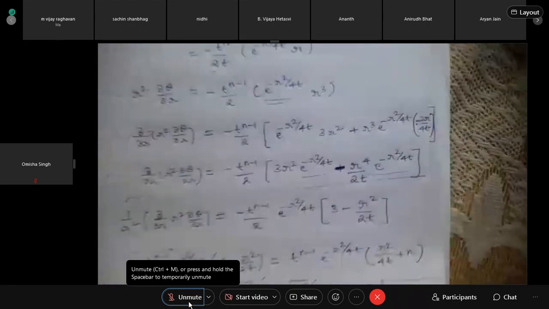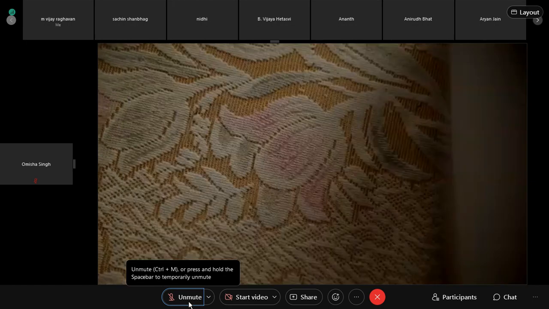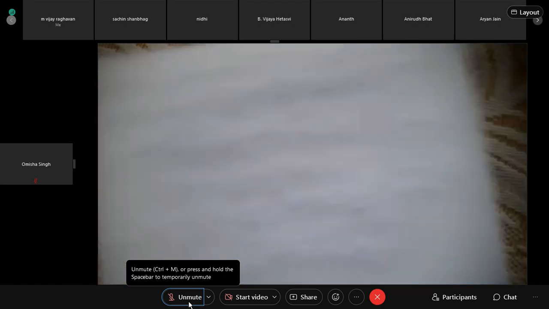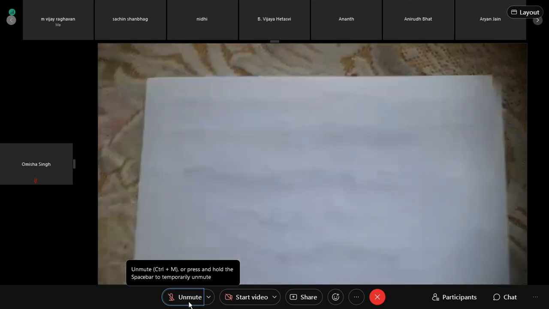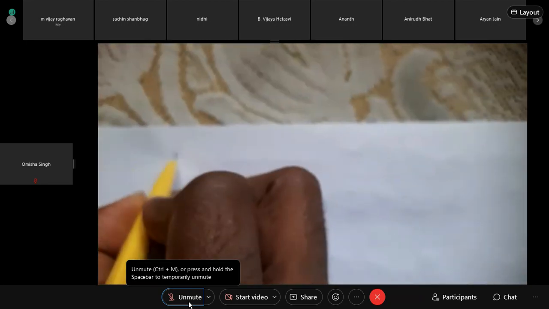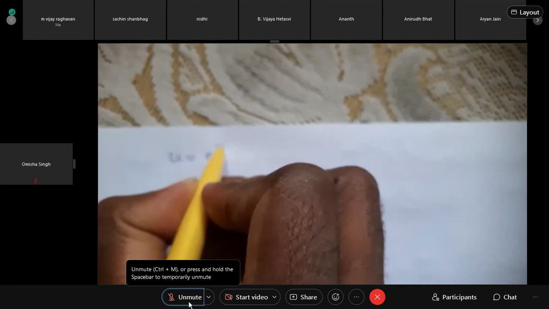Any other questions? Shall I try one last problem on this partial differentiation? From next week onwards, I have to start the new topic called total derivative. So I will wind up this session by taking one simple question.